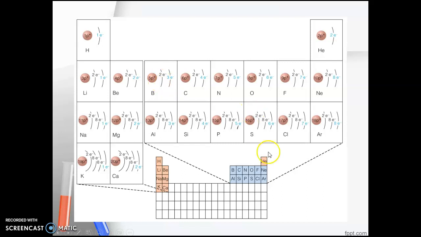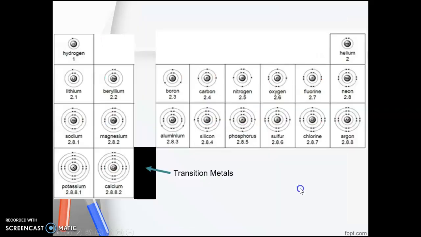Let me show you what you have done so far. As you can see, these are the electronic configurations of the first 20 elements of the periodic table, and don't forget that we have the transition metals in this location. Please correct it if you have done anything wrong, or if you have any question, you can send me your question, and whenever I'm free, I will respond and answer it.